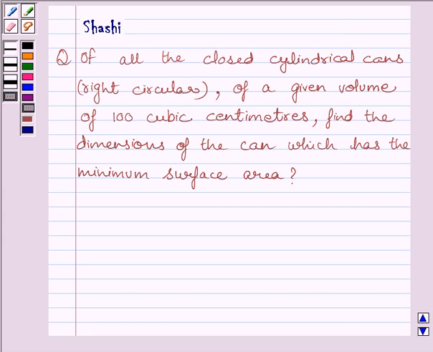I'm Shashi and I'm going to help you with the following question. The question says, of all the closed cylindrical cans of a given volume of 100 cubic centimeters, find the dimensions of the can which has the minimum surface area. Now let us start with the solution.